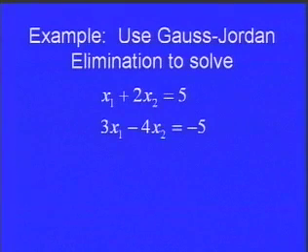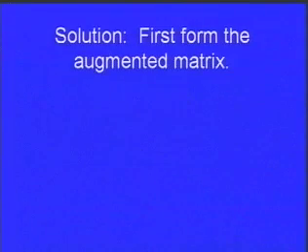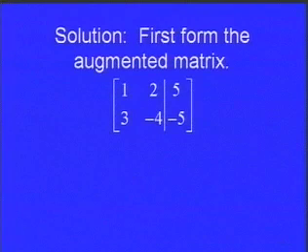All right, I want to begin by finding the augmented matrix, and this was a 2 by 2 system. So I have 1, 2, 5. Those were the coefficients on the left, and then the constant on the right for the first equation. And then the 3, -4, -5. That's the coefficients on the left, and then the constant that was on the right of the second equation.